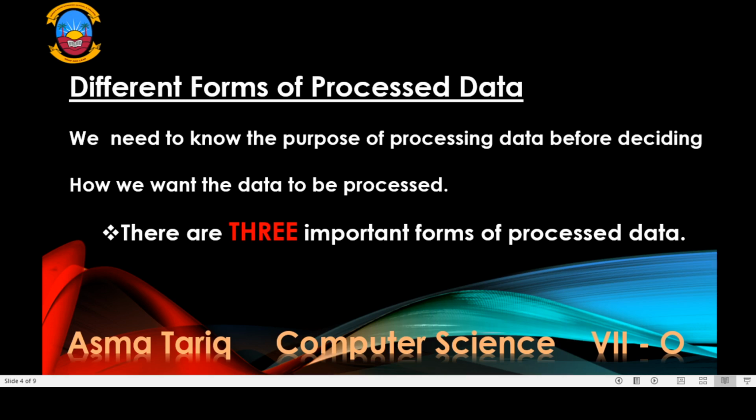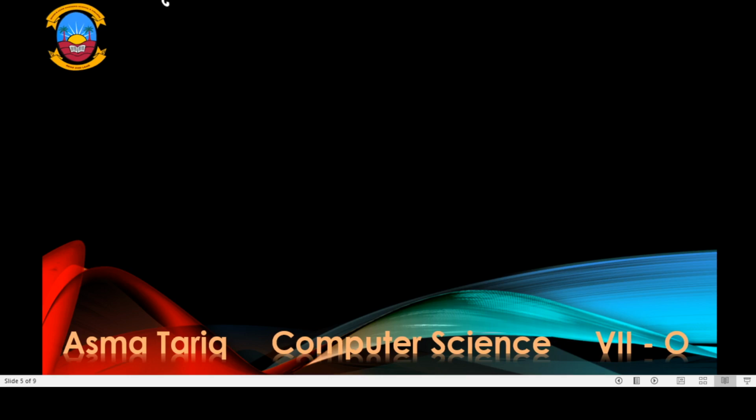For example, a set of names can be processed by rearranging the names in alphabetical order. This makes it easy to look for a particular name. A series of numbers can be arranged in ascending order or descending order. We need to know the purpose of processing before deciding how we want the data to be processed. There are three important forms of processed data.